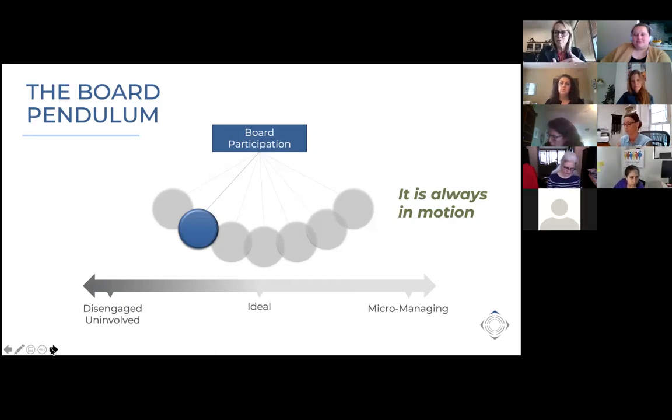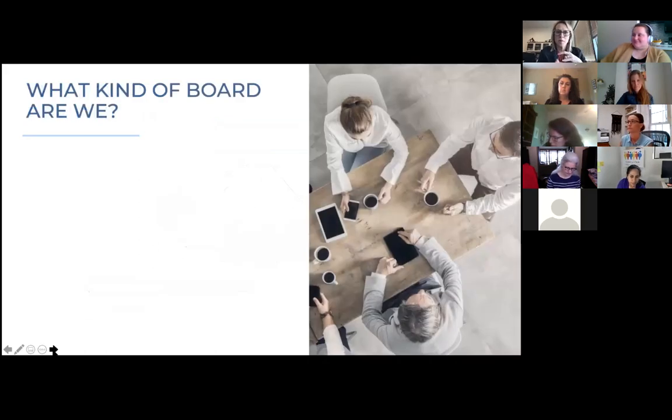So this is the way I like to describe the different areas of engagement, disengagement, or micromanagement you might be experiencing. So what kind of board are we? Boards like to give themselves different types of names, and you may have multiple boards. That's not uncommon, to have an advisory board perhaps and a governing board. So these are the kinds of answers we may get to the question, what kind of board is this?